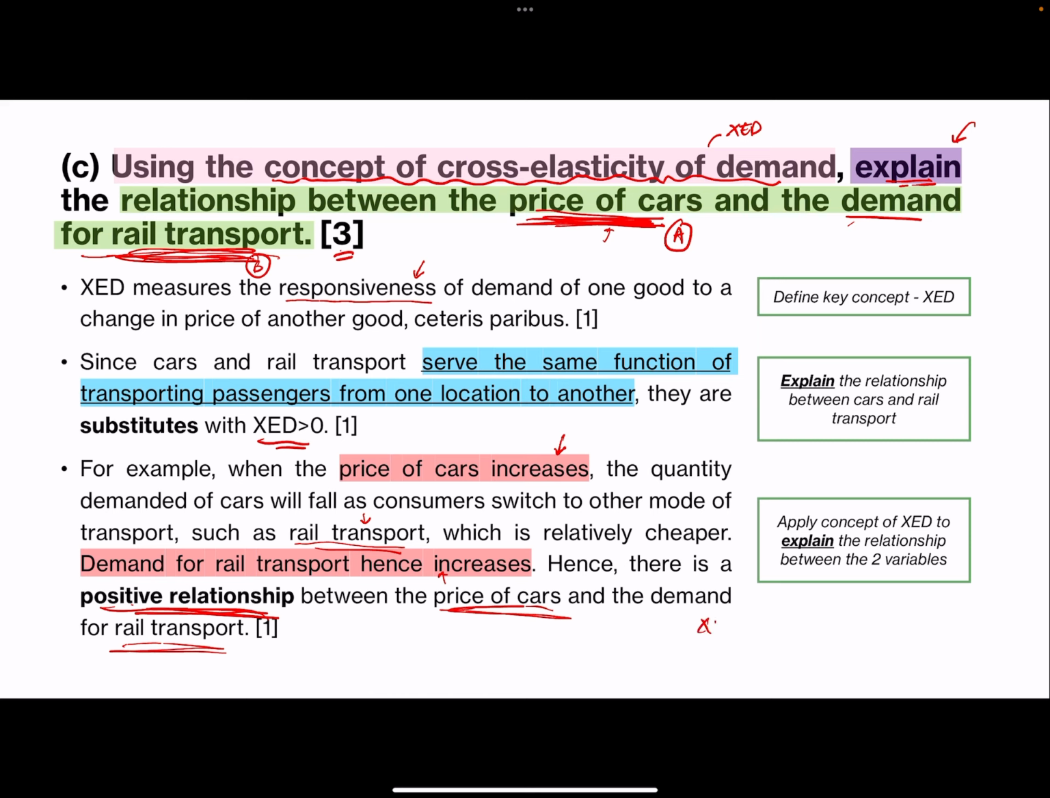Incidentally, this is the XED definition. XED is the percentage change in the demand for good B, which is rail, over the percentage change in the price of cars. So if the bottom one is a positive number, the positive number here means the demand will increase, which is also a positive number here. Therefore, the XED value has to be more than 0. Okay, so that's for part C.